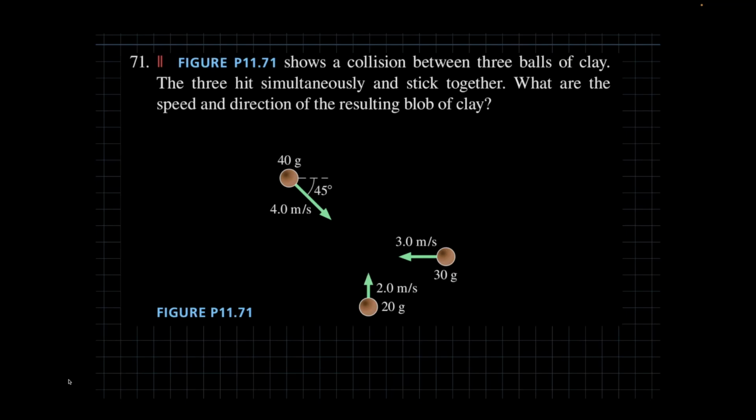Question number 71. We have three objects that collide and stick together, aka a perfectly inelastic collision. What are the speed and direction? Just say velocity, people. They need us to figure out in what direction and how fast all three of these objects will be moving.